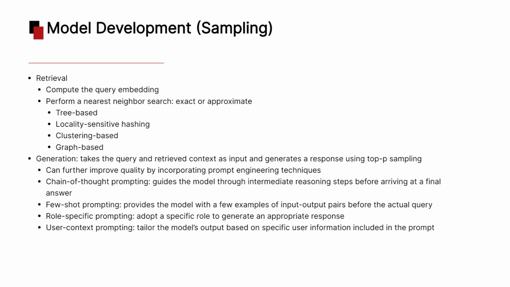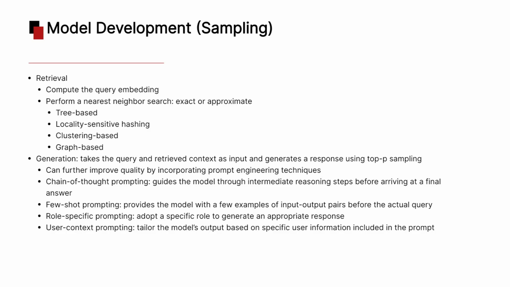The sampling phase in a chat PDF-like system is crucial to generating accurate, coherent, and contextually relevant responses based on the user query and retrieved information. Retrieval. First, the system encodes the user's query into a dense vector representation, or query embedding. Then, a nearest neighbor search is performed to find the most relevant chunks from the index document embeddings.